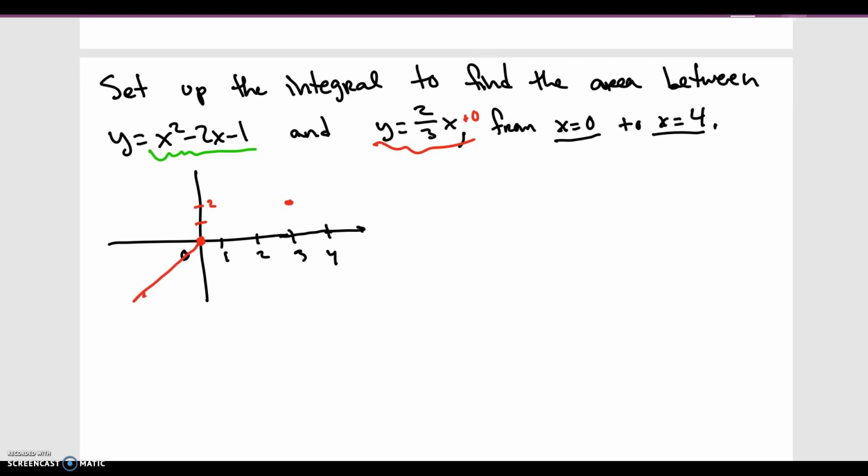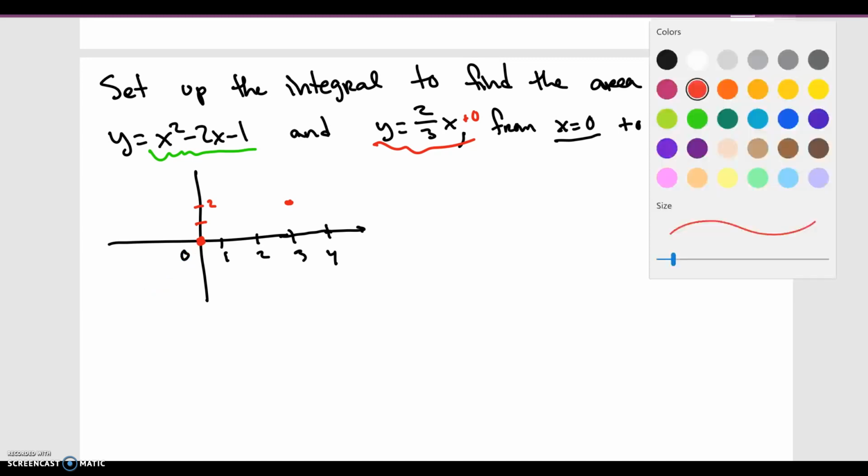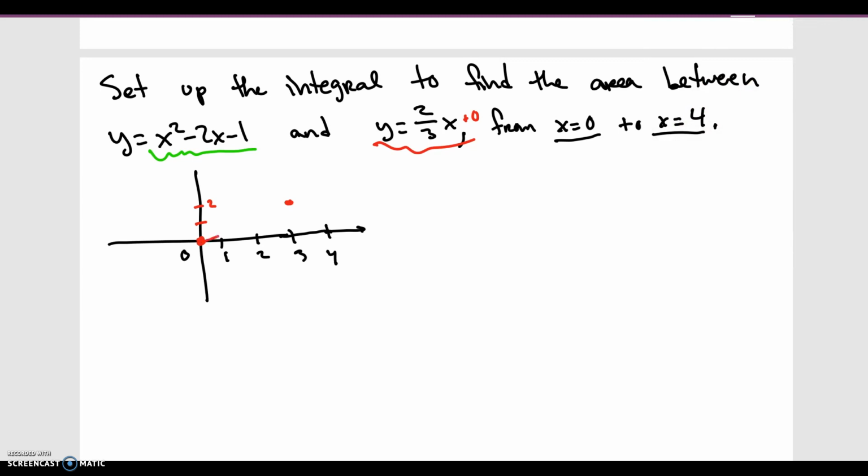Whoops, I messed up. So the graph will look something like this. If I can get this to work. Okay, it's going to look something like this. Not quite sure, but it'll look something like that.